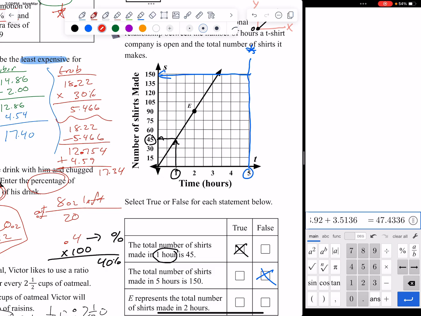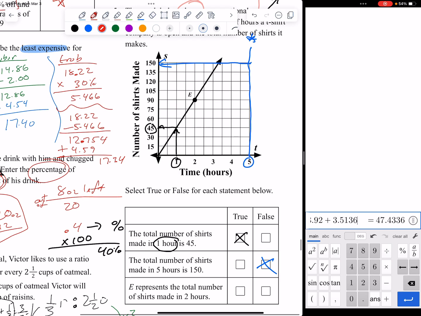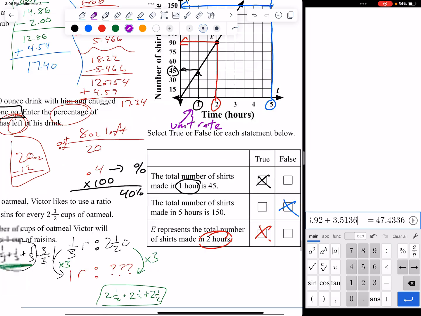And then finally, E represents the total number of shirts made in 2 hours. So there's my 2 hours. E represents that many shirts. Yes, it does. Okay. So I think that's just a quick little mini lesson, hint, hint, right? That is your unit rate. Okay. Unit rate. We've seen the other videos, right? We've done a lot of equations. That's where you find it on the graph. How much does it take for 1 hour? All right. Okay, moving on.